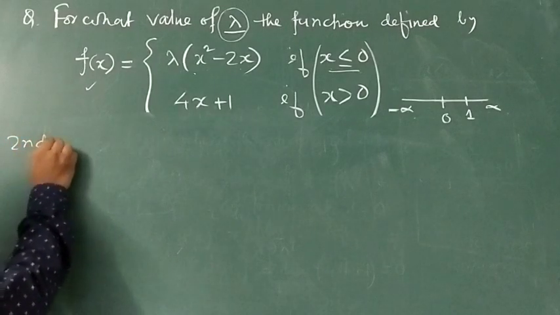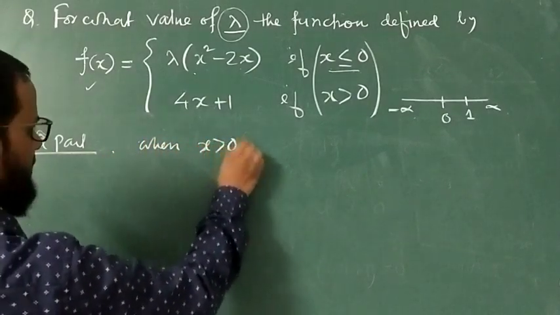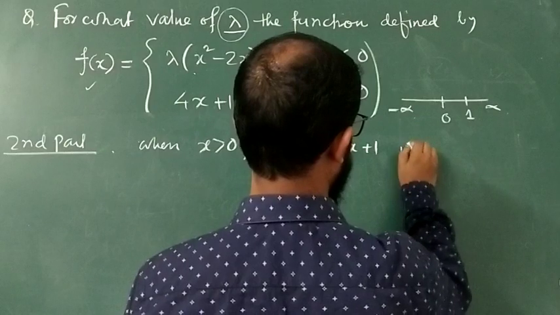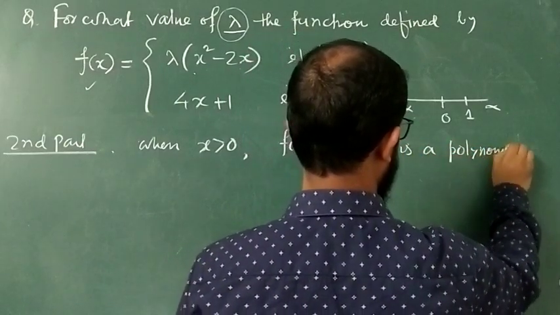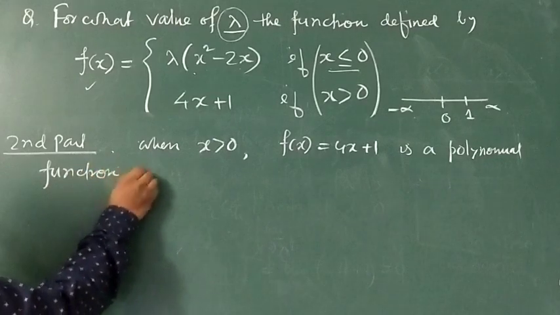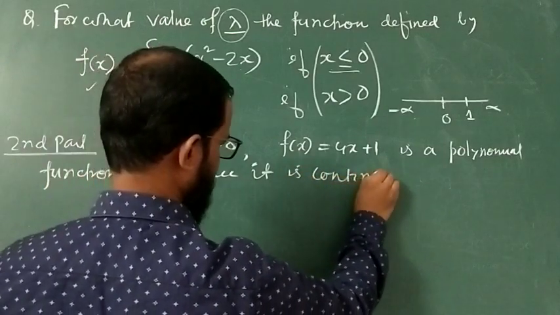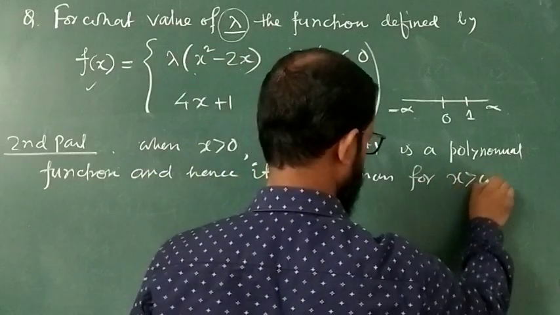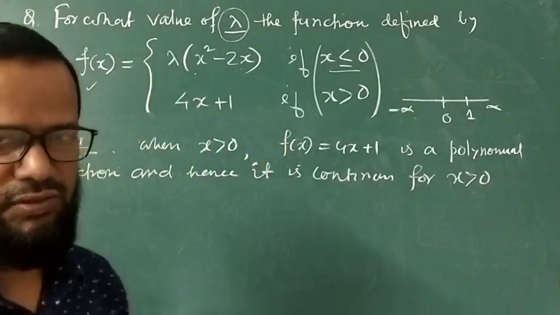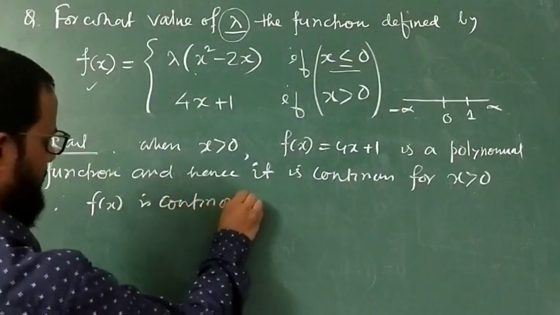Second part of the question: when x greater than 0, f(x) is equal to 4x plus 1, a polynomial function, and hence it is continuous for x greater than 0. मीन्स 0 से बड़ा जितना नंबर है सब नंबर में ये फंक्शन f कंटिन्यूस है। तो हम कह सकते हैं f(x) is continuous at x equal to 1.